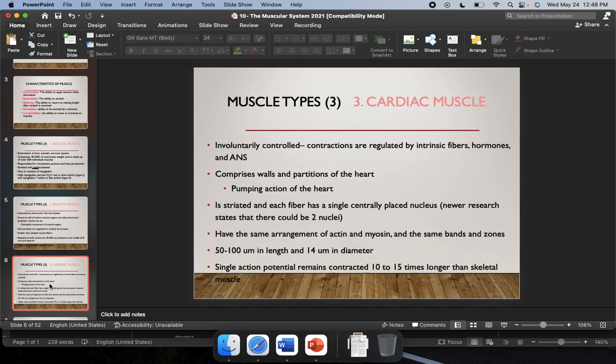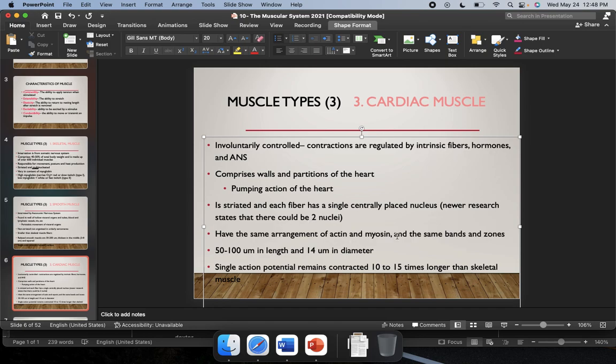Finally, moving into cardiac muscle, again, involuntarily controlled by the autonomic nervous system. It comprises the walls and partitions of the heart. The only place we find cardiac muscle is in the heart. Cardiac muscle is striated, similar to skeletal muscle, unlike smooth muscle. Each fiber has a single centrally placed nucleus. Occasionally, a cardiac muscle fiber will have two, so on occasion it is multinucleated.